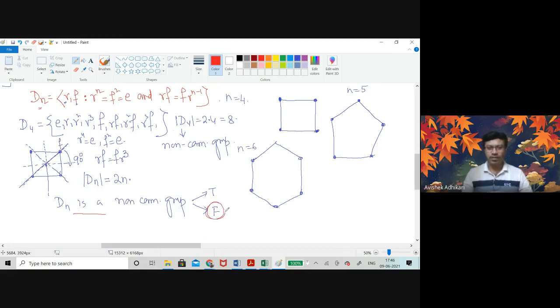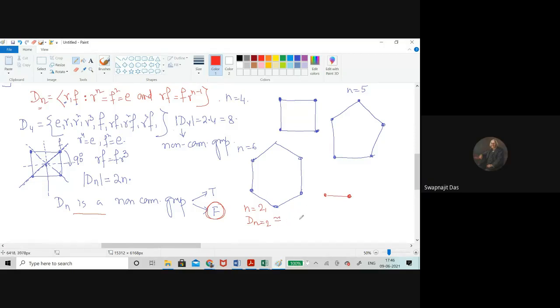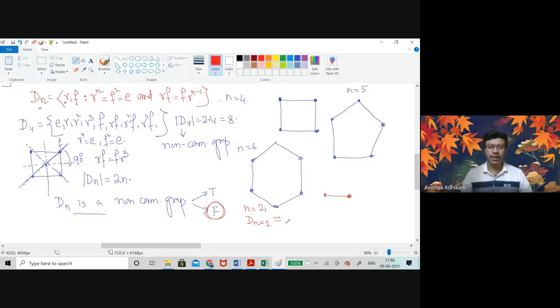Why is this false? Because for n equal to 2, how many elements are there in Dn? All possible symmetries. So D2 is isomorphic to Z2, and it has only 2 elements. There are only 2 symmetries: either this will come here and this will come here, or it will stay as it is. That is the identity e.